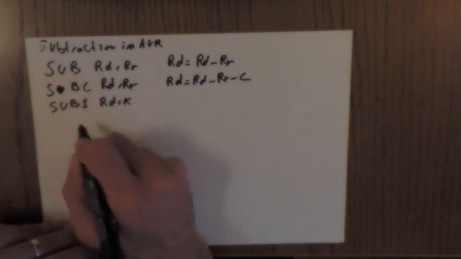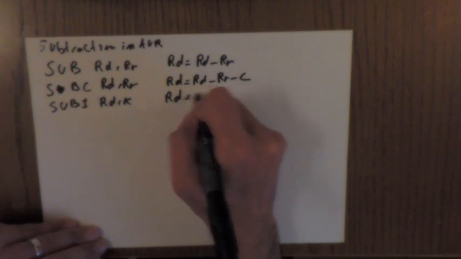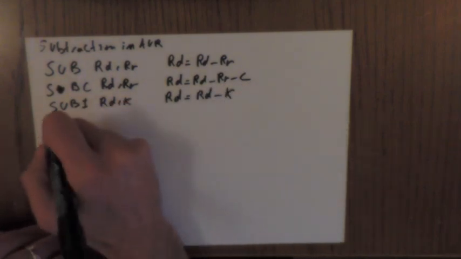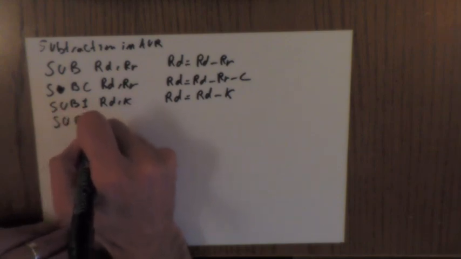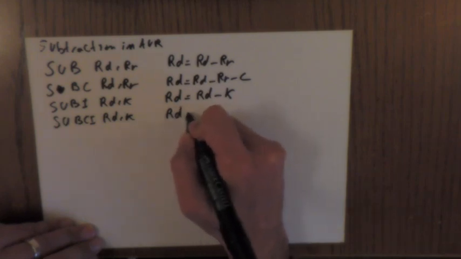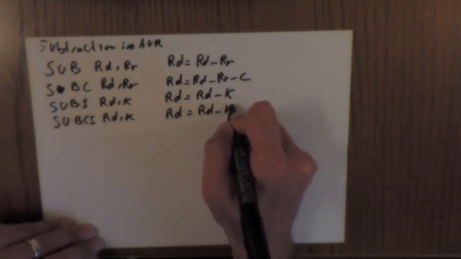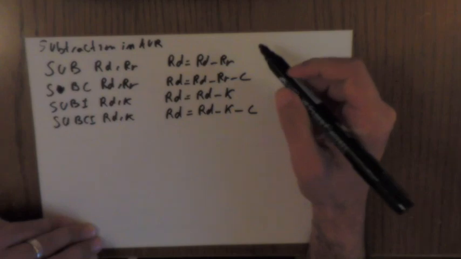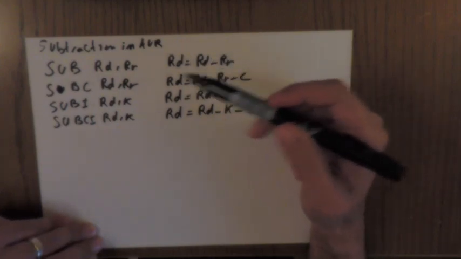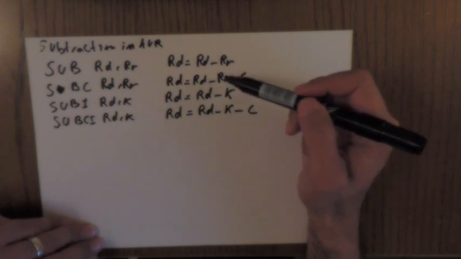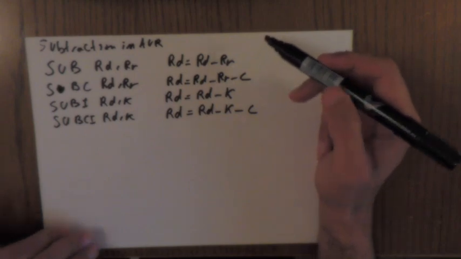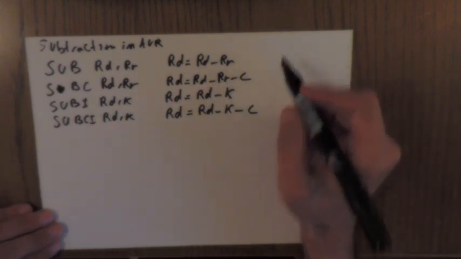And we have SUBI Rd, K, which subtracts a constant. And we have SBCI, which does the same as SBC, but this time with a constant. So SUB subtracts Rr from Rd, and SBC subtracts Rr from Rd and also subtracts the carry, which is going to be the borrow, and I will explain this in a bit.